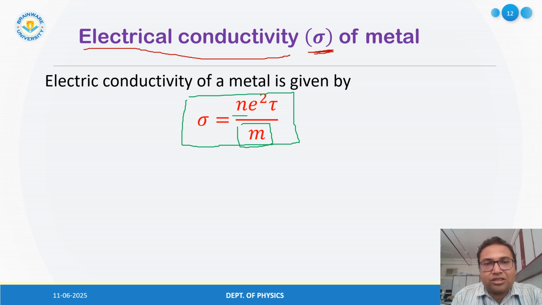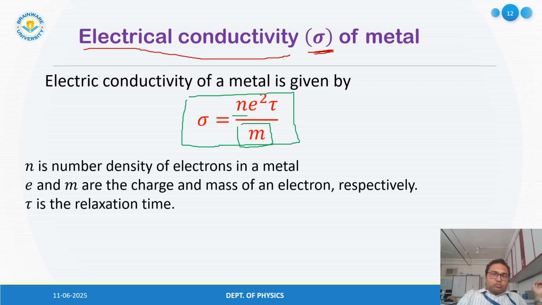So this is the expression of sigma, n e square tau over m. This expression comes from Drude's prescription. Now if you look at it, the values of e and m are constant, because the charge of electron and mass of electron do not vary. Only the values of n and tau vary, and that is why different metals have different values of electrical conductivity sigma. The variables are n and tau, because e and m remain constant.